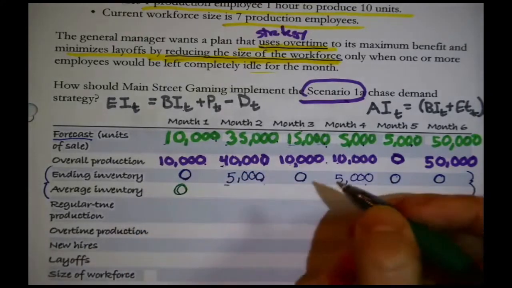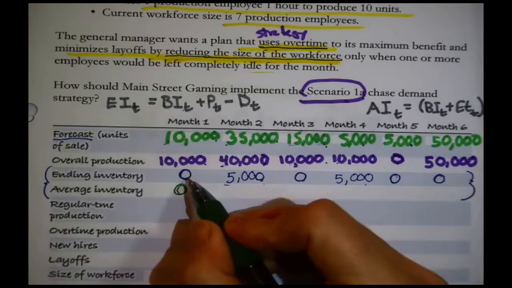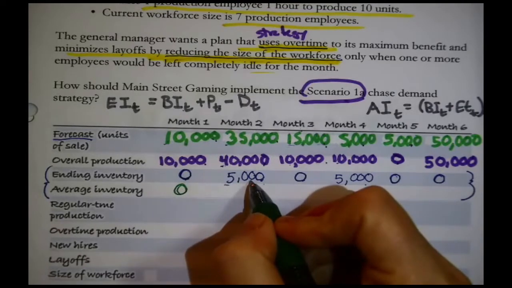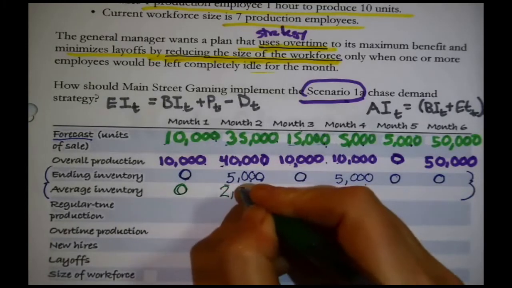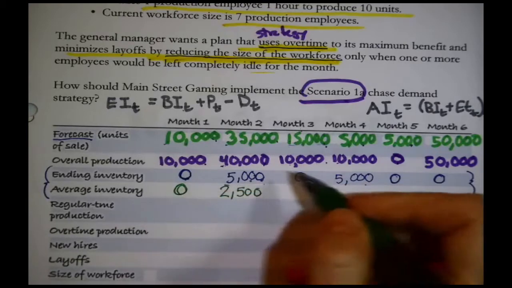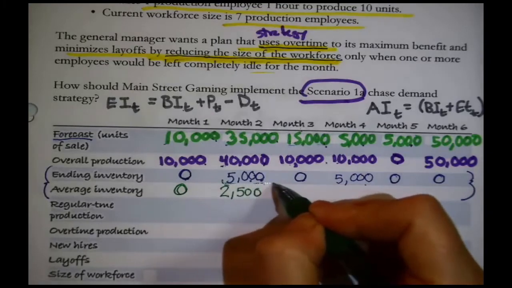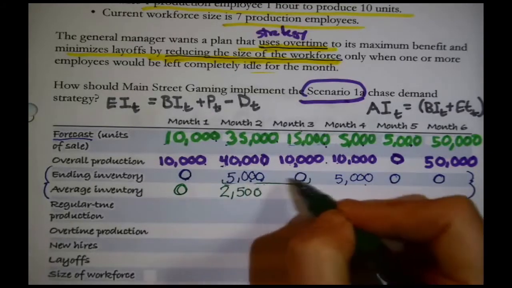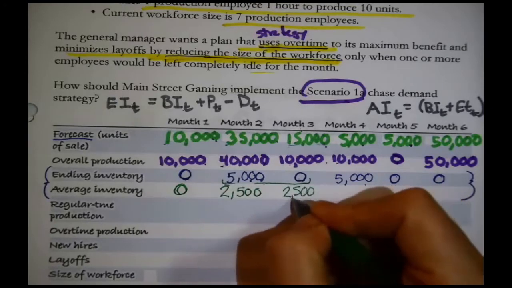But month 2, the beginning inventory for month 2 is 0. The ending inventory for month 2 is 5,000. Divided by 2, the average inventory for month 2 is 2,500. For month 3, the beginning inventory is 5,000. The ending inventory is 0. This plus this divided by 2. The average inventory is 2,500.